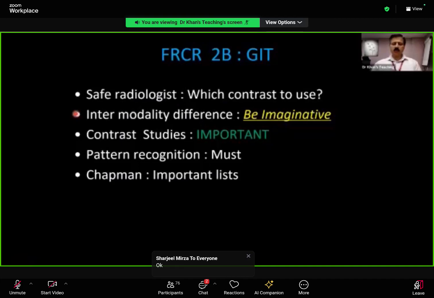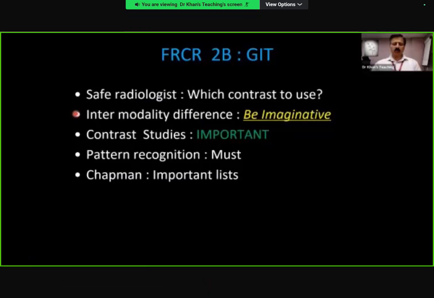So if I show you a choledochal cyst on, let's say, an MRCP, you will immediately pick it up. On the other hand, if I show you the same choledochal cyst on a CT scan, you will be struggling to see it unless you stretch your imagination. So these kinds of things I'll show you in examples.